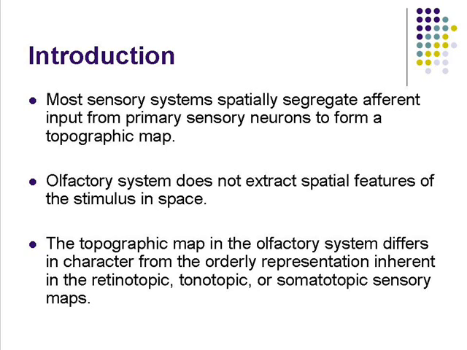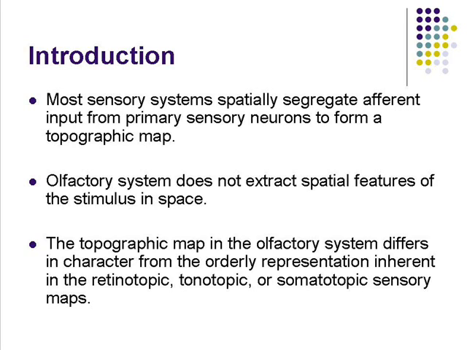Most sensory systems spatially segregate afferent input from primary sensory neurons to construct a topographic map that defines the location of a sensory stimulus within the environment, as well as the quality of the stimulus itself. Olfactory sensory processing does not extract spatial features of the odorant stimulus. Relieved of the requirement to map the position of an olfactory stimulus in space, the olfactory system employs spatial segregation of sensory input to encode the quality of an odorant.